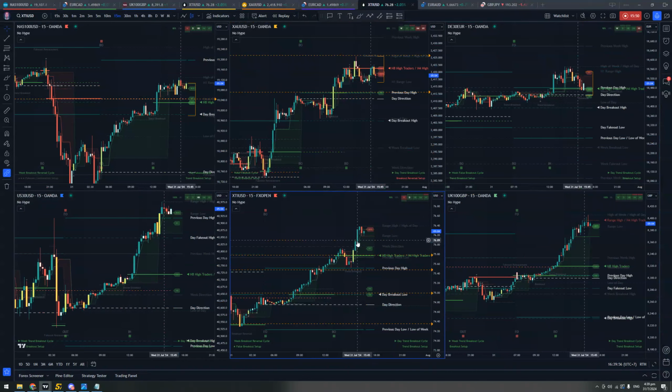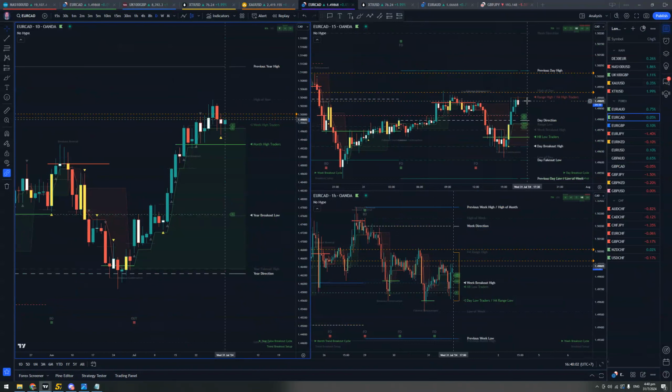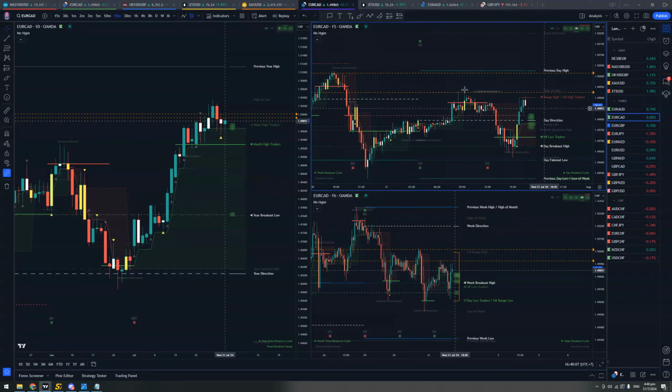So that's it. Those are my two trades. Took oil and then EURCAD. So this one is at the H4 high. I might be taking partials on this soon. See how this closes, but that's it.